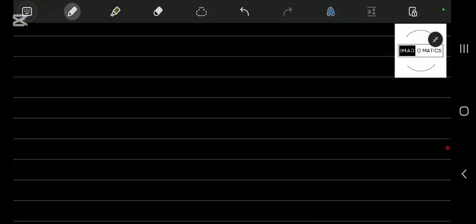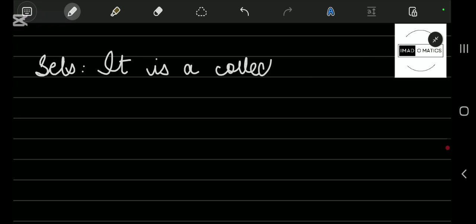Okay, starting with the definition of sets. What are sets? A set is a collection of well-defined objects. The objects can be anything, number or letter or words or anything. Okay, so let's state it. It is a collection of well-defined objects.